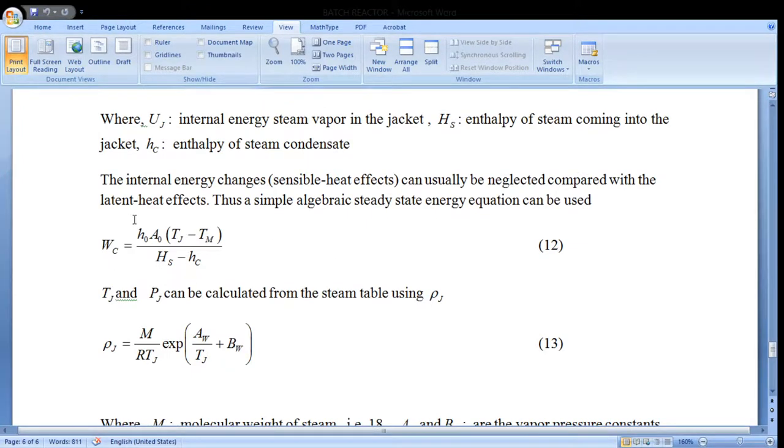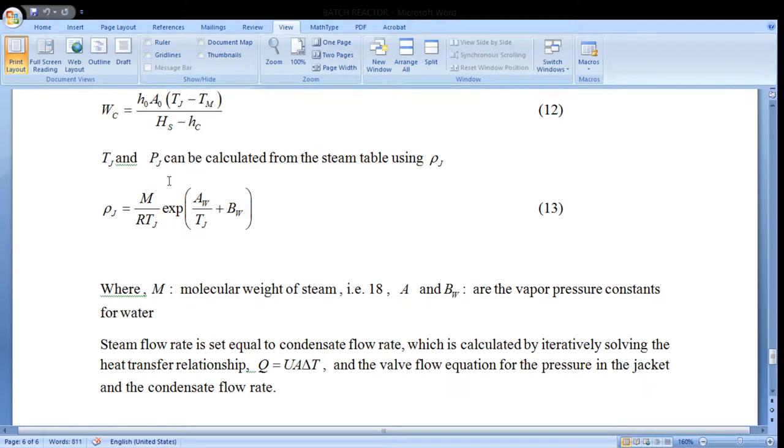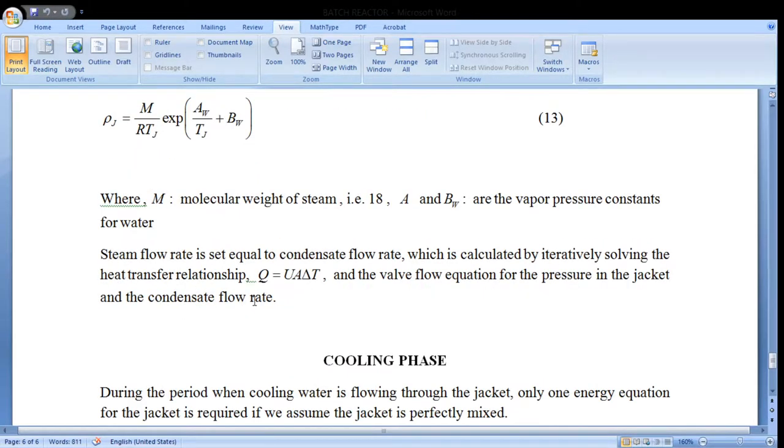Now for the steam you have one more equation in terms of the enthalpy of steam, the enthalpy of the condensate and the mass of the condensate, and this is just to balance. Then density can be calculated from the steam table. So this is the density of the steam, M upon RTJ exponential AW upon TJ plus BW, where AW and BW are the vapor pressure constants for water. M is the molecular weight of the steam, practically 18. So this way, finally, we are calculating Q equal to A delta T and the condensate flow rate.